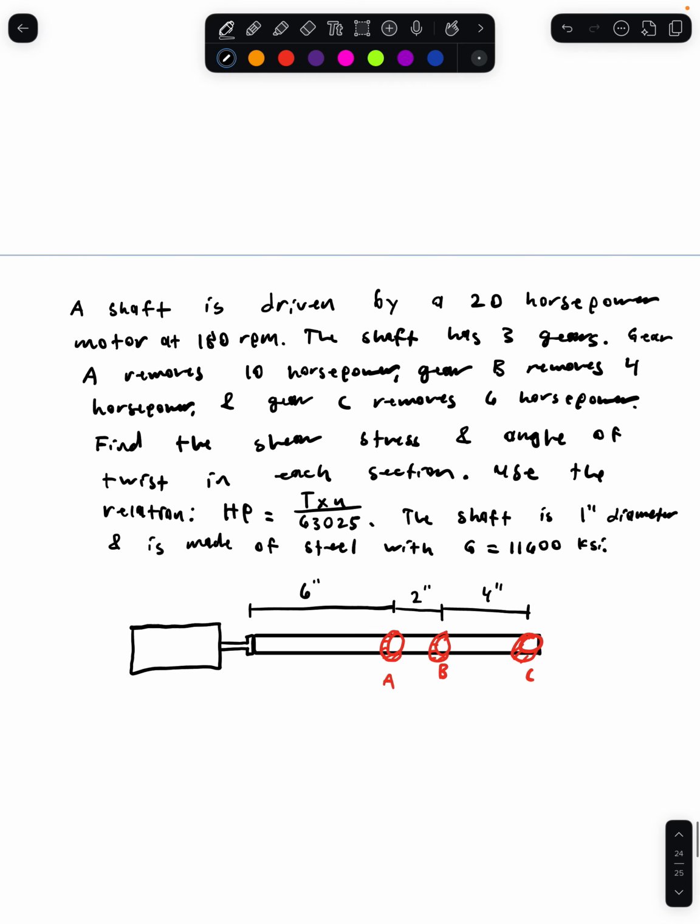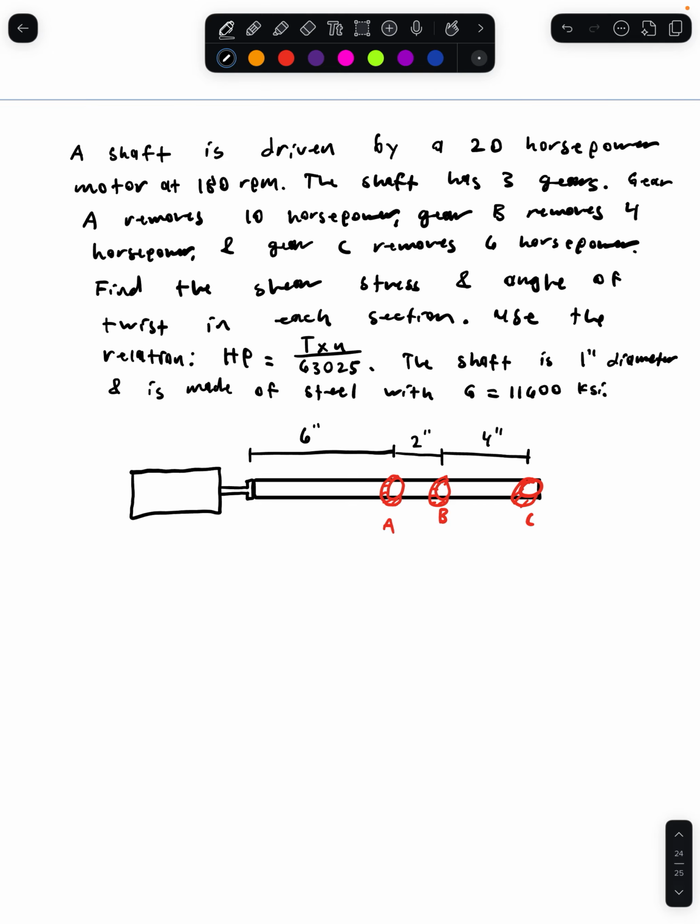Okay, so I have a practice problem here. A shaft is driven by a 20 horsepower motor at 180 RPM. The shaft has 3 gears. Gear A removes 10 horsepower, Gear B removes 4 horsepower, and Gear C removes 6 horsepower. Find the shear stress and angle of twist in each section. Use the relation horsepower equals torque times N, which is RPM, divided by 63,025.